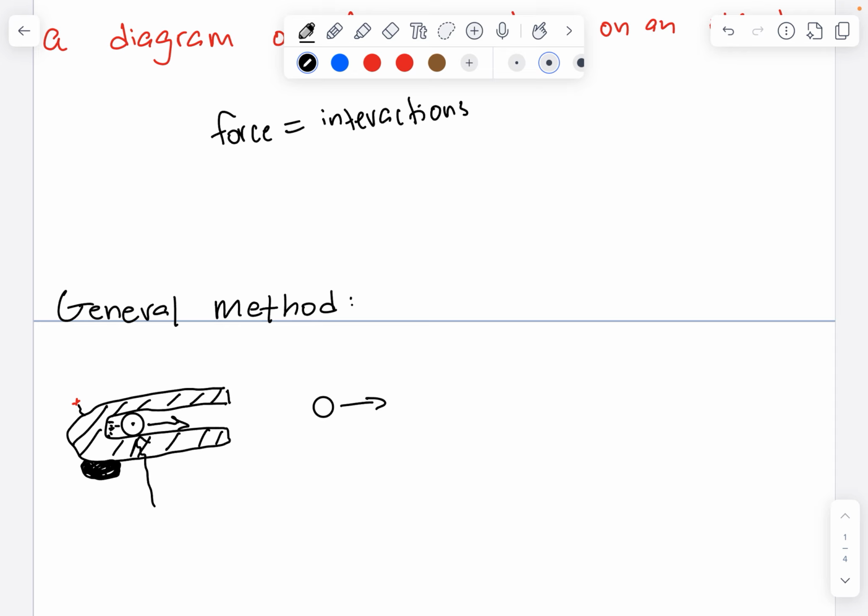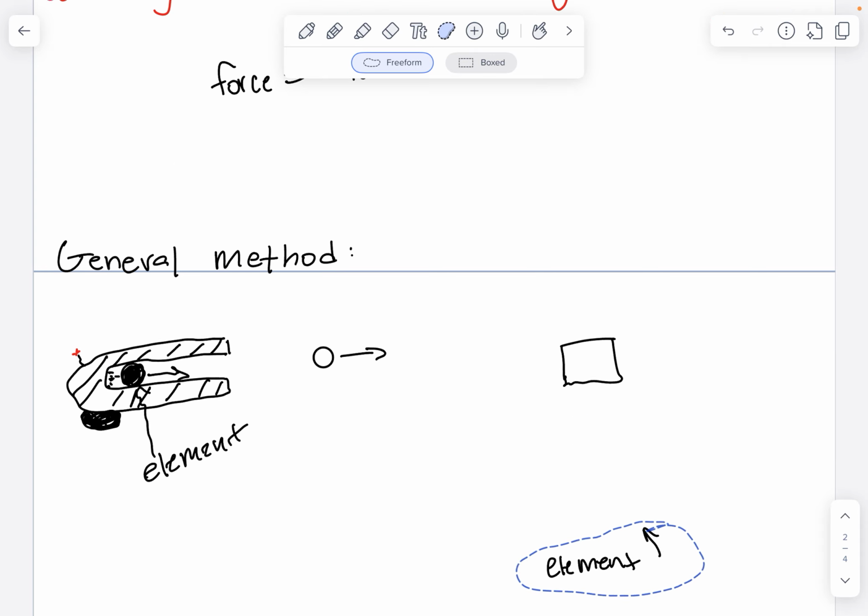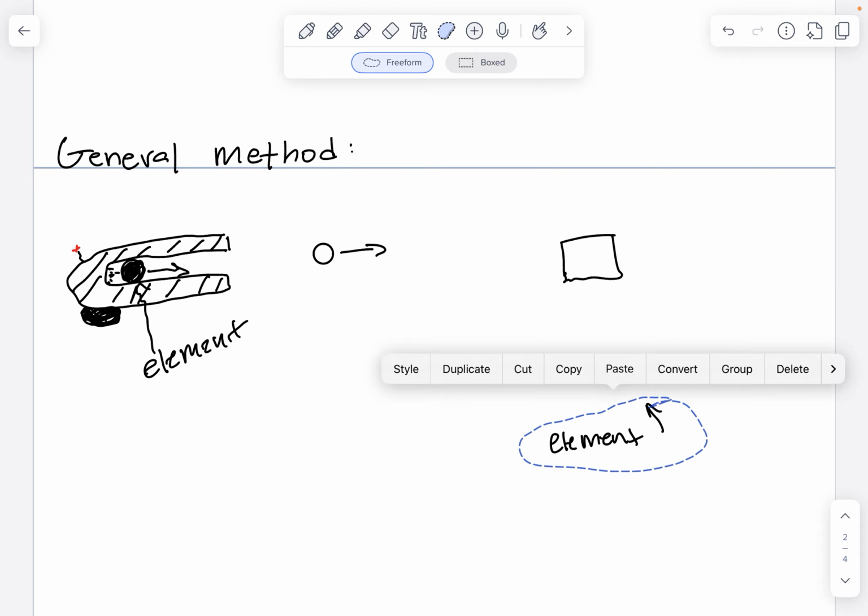First things first, you want to isolate what you're drawing. In this case, we're looking at just this cannonball right here. We're going to take that element and make it a square, just to simplify it. So this square, this element right here, is the cannonball. This is the element that we are looking at. On this element, we need to draw forces or interactions, right?